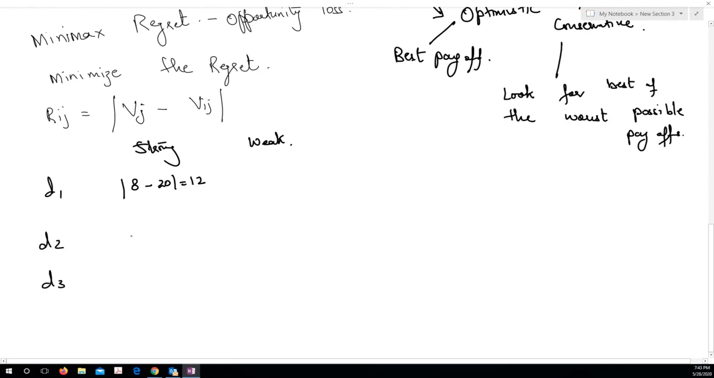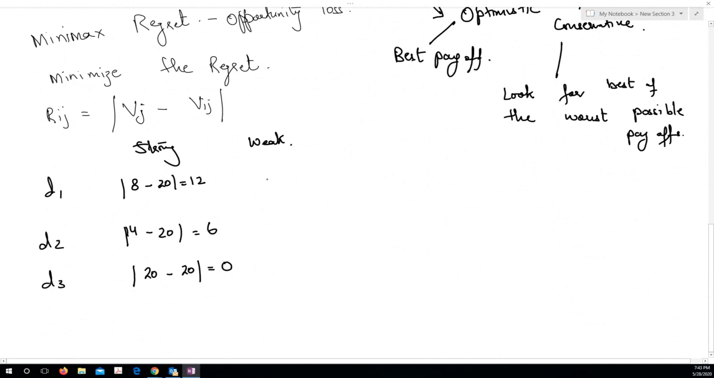Regret is this. Similarly, we can find regret for this one, which would be 14 minus 20, which would be 6. And if we make a large condominium and a strong market, we have no regret. We are happy. We have no problems at all. Same thing we can do here.